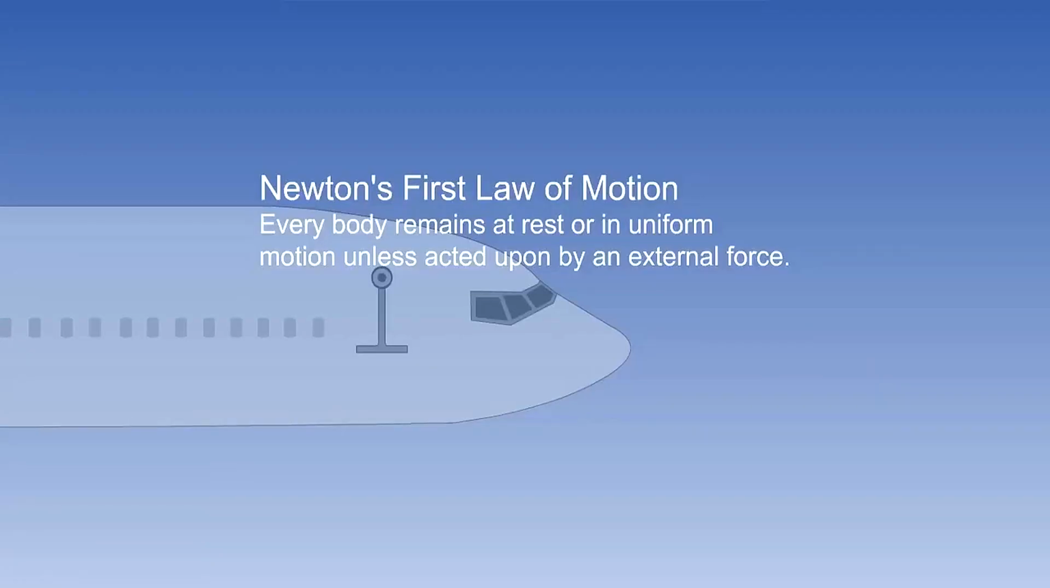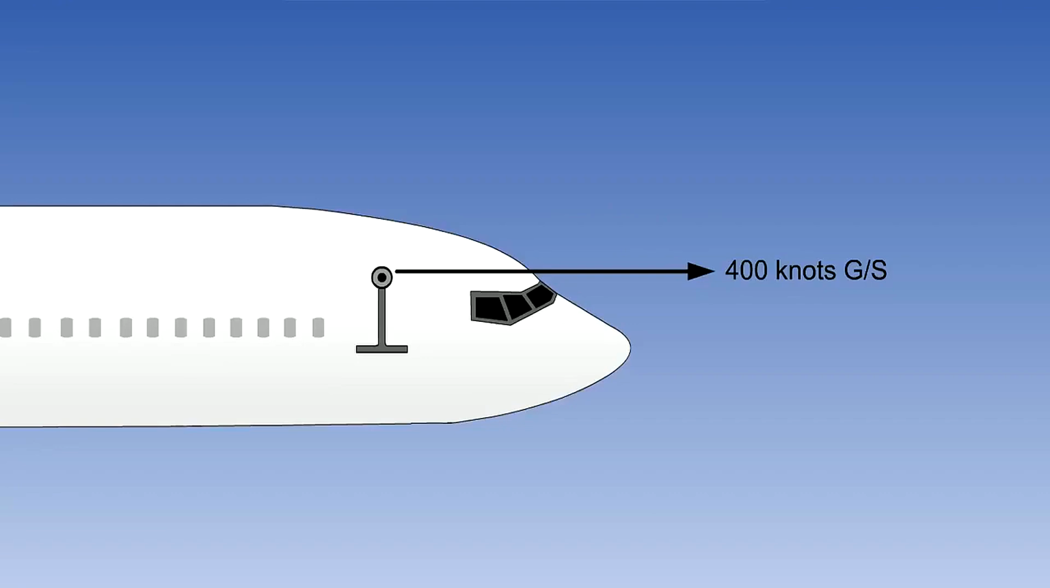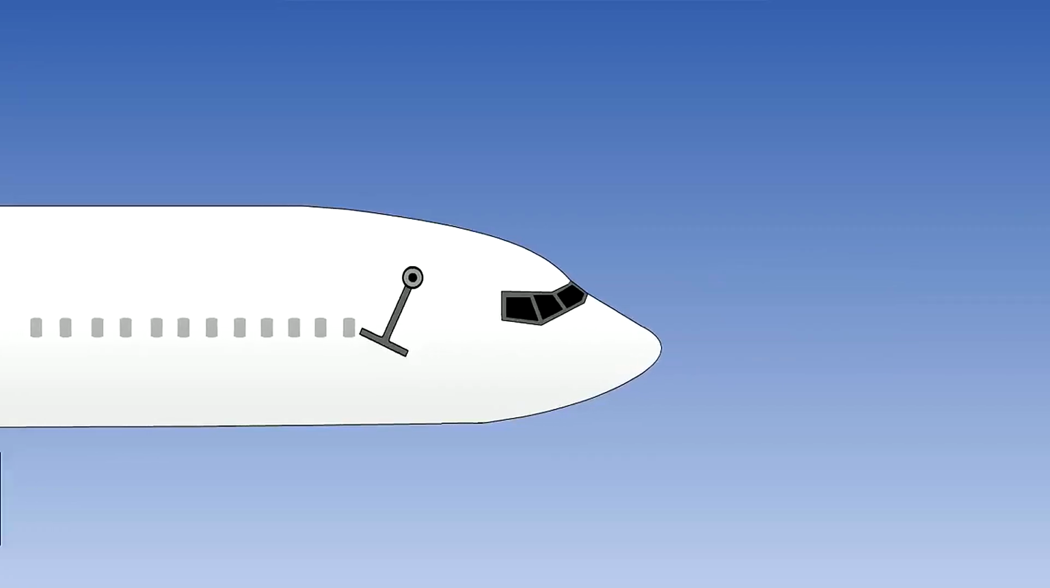The weight at the bottom of the pendulum is obeying Newton's first law of motion. Everybody remains at rest or in uniform motion unless acted upon by an external force. Suppose that the weight and the aircraft are both traveling at 400 knots. Now the aircraft accelerates to 410 knots, but the pendulum weight at least initially remains at 400 knots. It appears to us that the weight is swinging backwards, but in fact the weight is maintaining uniform motion. The aircraft is accelerating ahead of it.